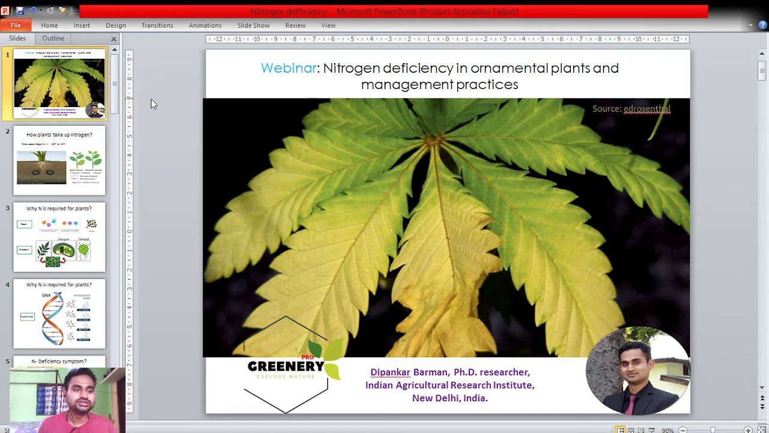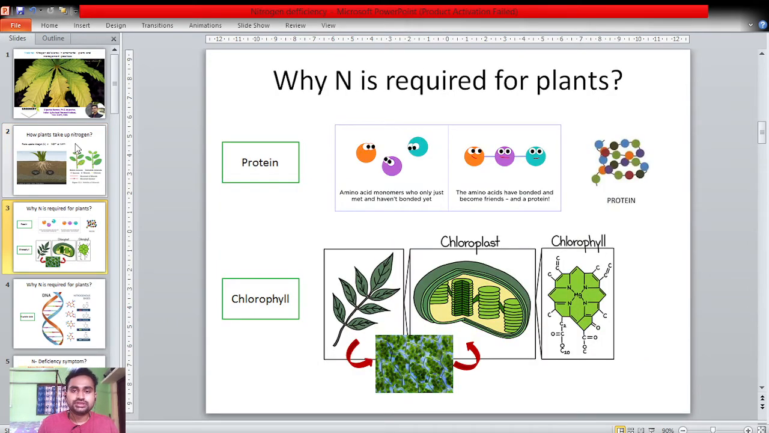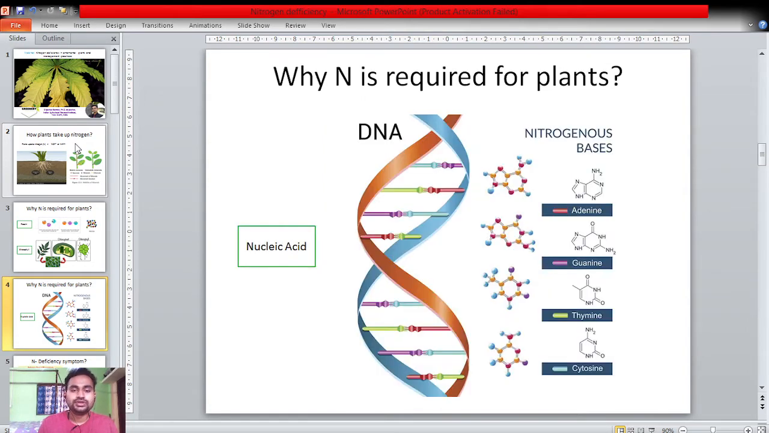So basically, we'll give a bit of our previous class description. In the previous webinar, we have seen how plants take up nitrogen in nitrate and ammonia form, and that this nitrogen is mobile. That means it can go to the top of the plant very easily. And we have seen how nitrogen is utilized in the plant: in the form of protein, chlorophyll, and also in nucleic acid. So today we'll discuss the symptoms of nitrogen deficiency.